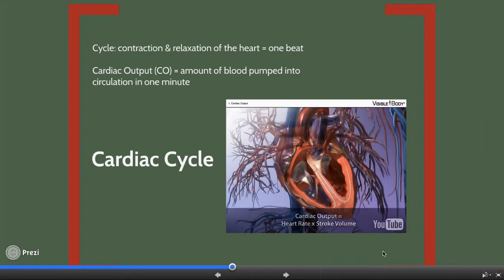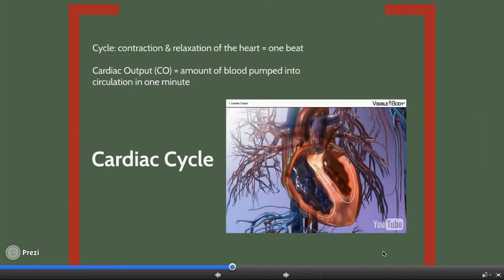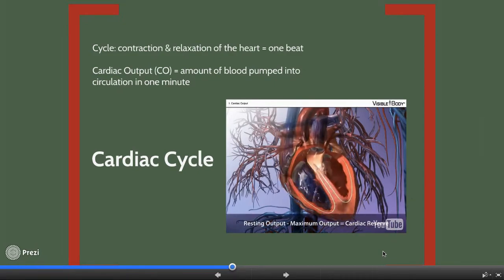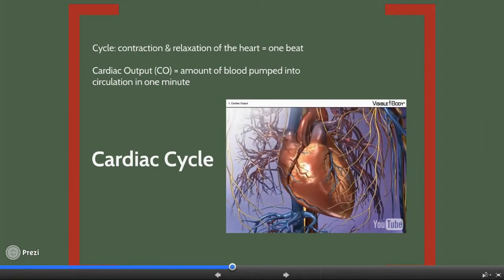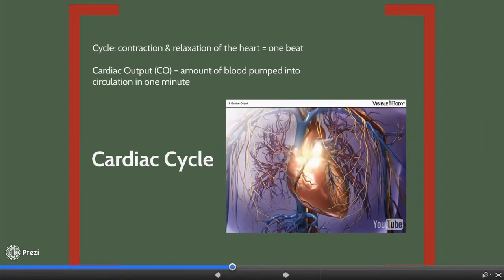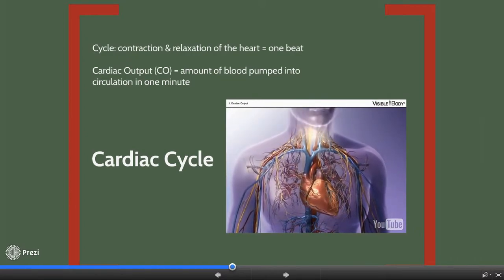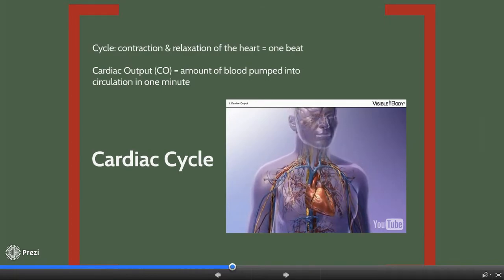At rest, the cardiac output for an average adult male is about 5.25 liters, 4.9 liters for an adult woman. Cardiac output increases with physical activity, rising to a maximum that may be 4 to 7 times greater than the resting output. This difference between resting and maximum output is known as cardiac reserve. Heart rate and stroke volume are regulated by the autonomic nervous system and by hormones in the bloodstream. Other factors such as age, weight, and physical fitness also influence cardiac output.